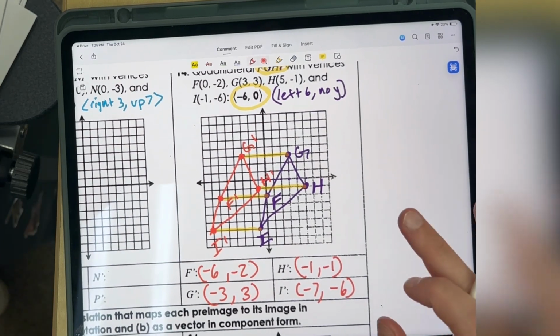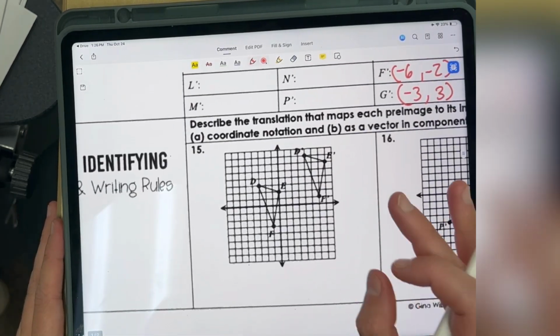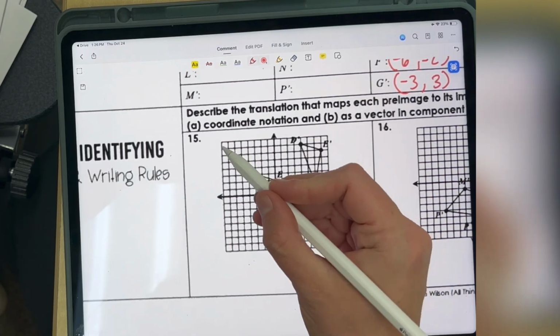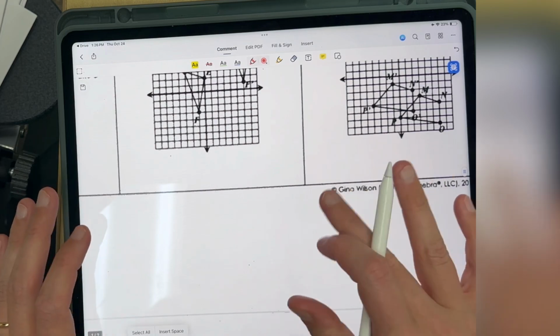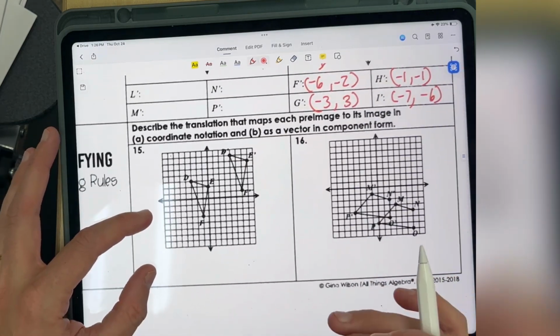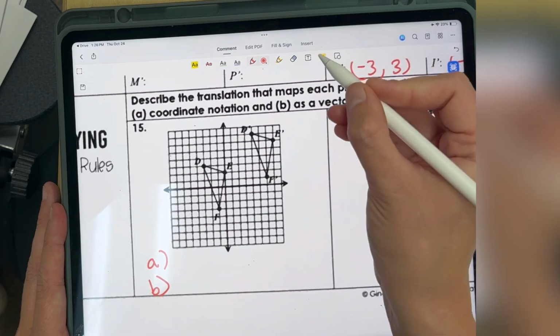All right, last thing, then we are done with notes. Woohoo! And then you'll have plenty of time to work on the worksheet. I'll pull that up in a minute. So one says write as coordinate notation, one says write as vertex notation, okay? So each time you're going to have an A version and a B version.